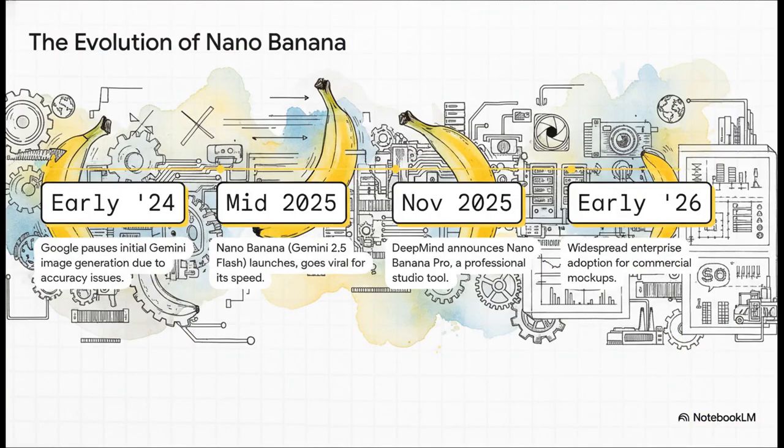Now check out this timeline, because this did not happen overnight. After some early hiccups back in 2024, Google launched the first version of Nano Banana, and it went viral because it was so fast. But the real game changer dropped in late 2025 with the Pro version. And by early this year, huge companies were already using it for real commercial mockups. That's an incredibly fast turnaround.